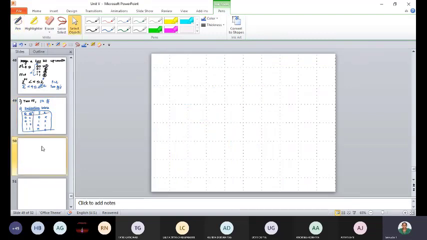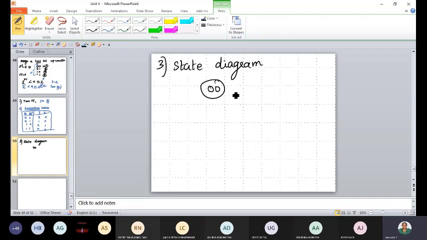Coming to step 3, you need to go ahead with the state diagram. Step 3 is to draw the state diagram. How to draw the state diagram? How many numbers do you have? It's a 2-bit up counter. From 00, you will go into the next state 01.